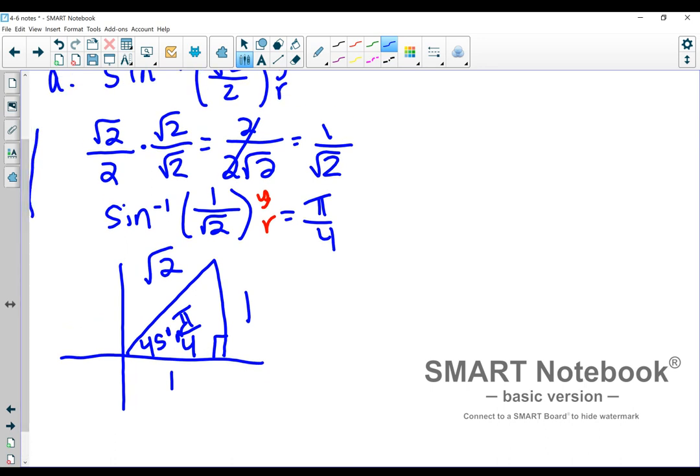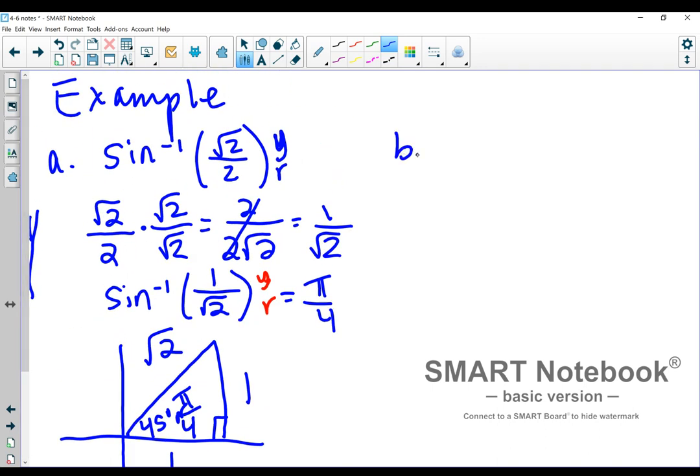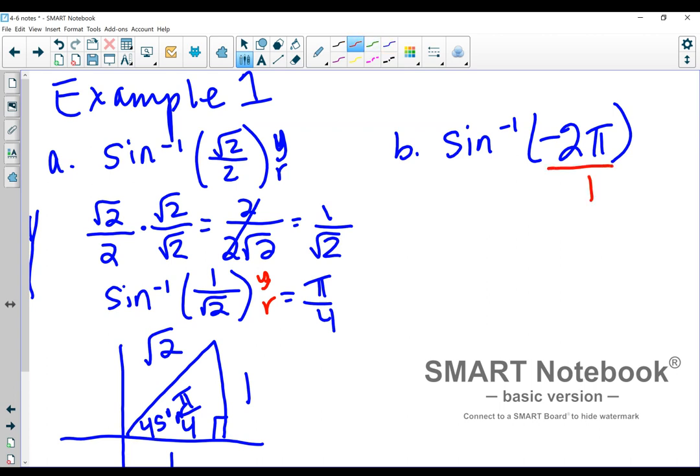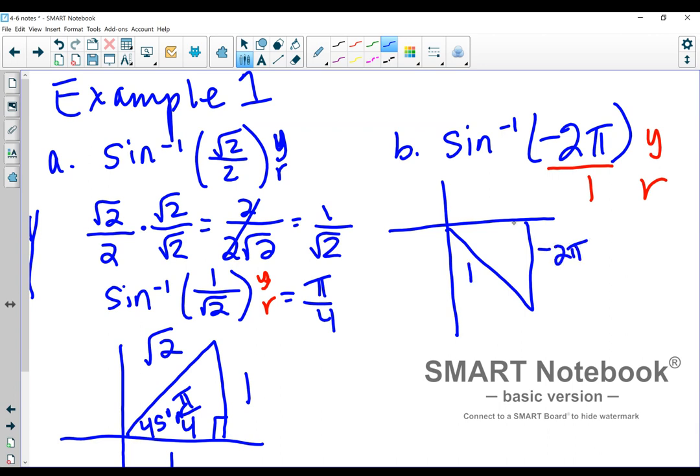All right, and then b here, and I didn't even write example 1. B here was supposed to be the sine inverse of negative 2 pi. So this one looks kind of weird. So I want to always take and make something into a ratio. So I'm going to put it over 1. That means my y side would be negative 2 pi. My r side would be 1. It's negative. So I would build this triangle in quadrant 4. Because remember, sine is either 1 or 4. So my y side would be negative 2 pi. My r side is 1.